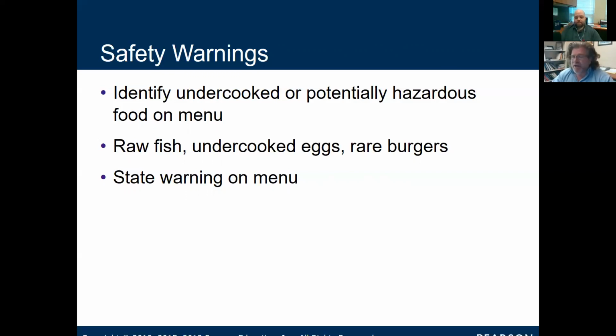Now, you can have a policy that says, I'm not going to cook a rare hamburger. But if your guests request a rare hamburger and it's your policy that you will cook them one, then they have to be educated. You have to have a warning on the menu.